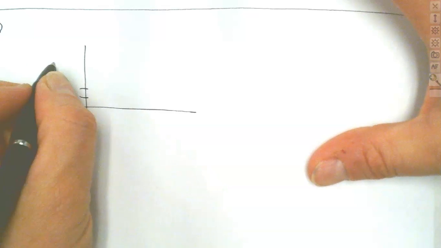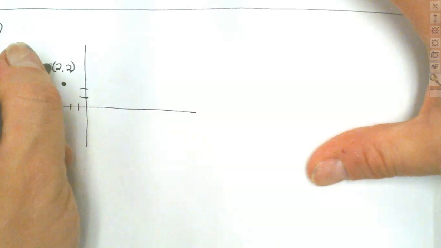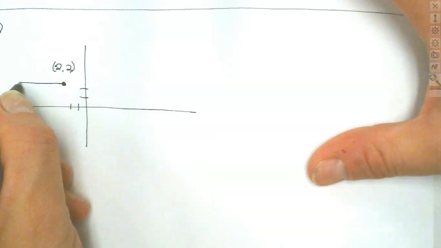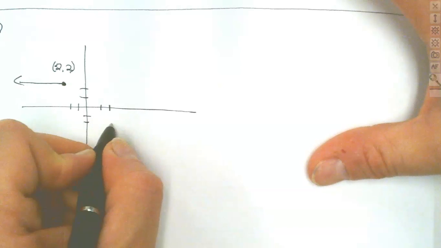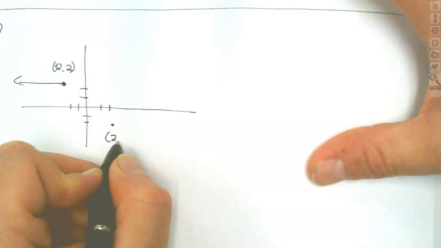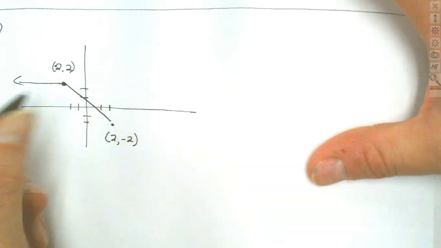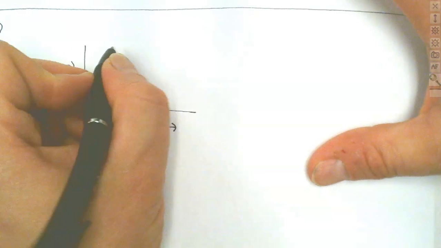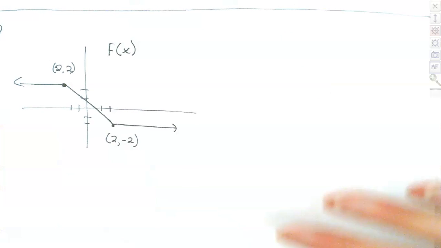And they're labeled negative 2, 2, and then 2, negative 2 down here. And the graph looks like this. And this is f of x. So they say there's your original graph.